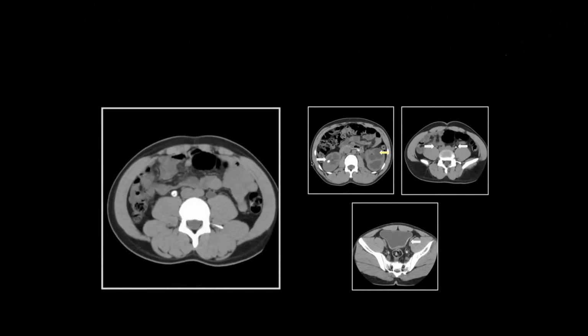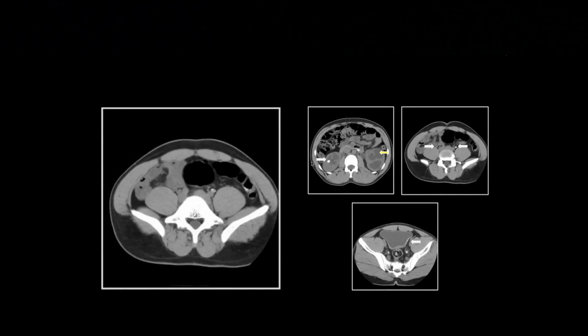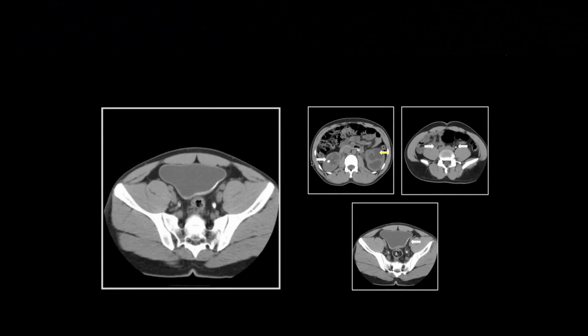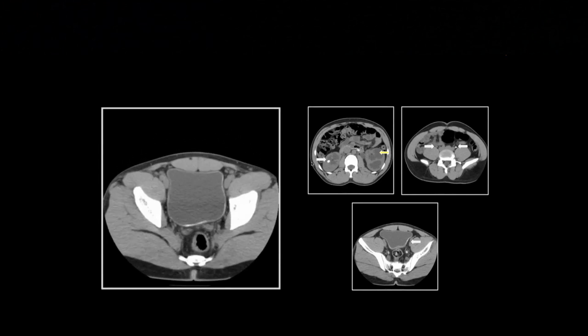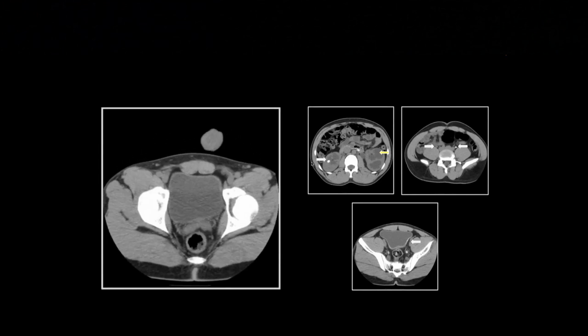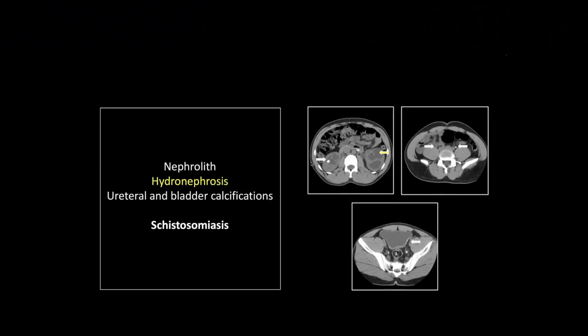Let's look one more time. So you can see the ureters are obstructed above the level where they're calcified. And then you've got that calcification both posteriorly and in the left aspect of the bladder. So that is urinary schistosomiasis.